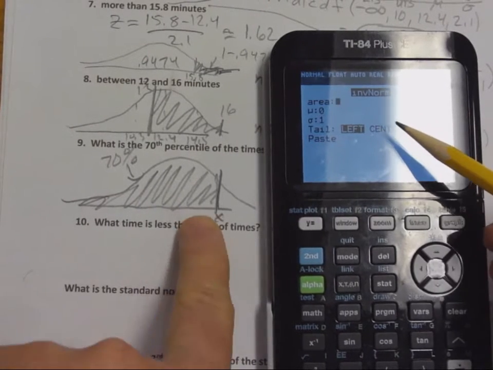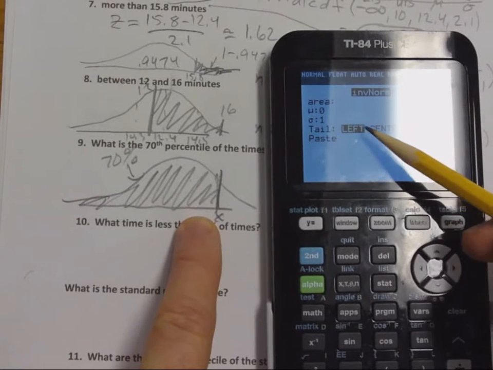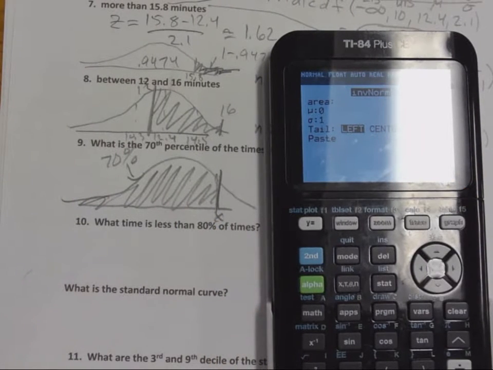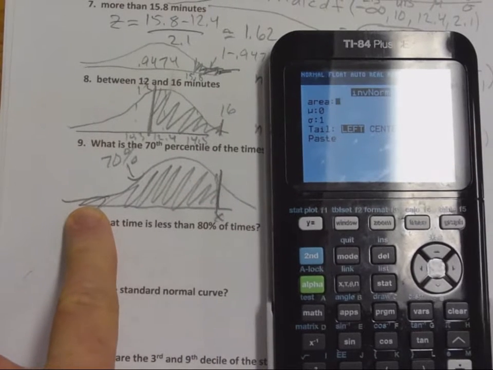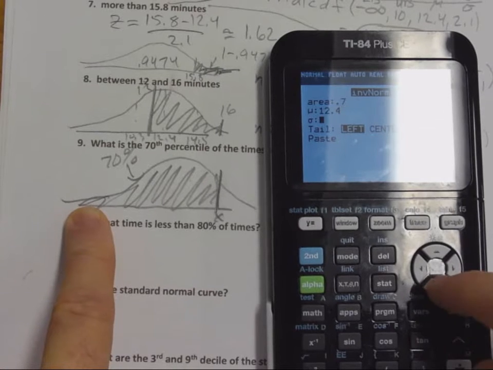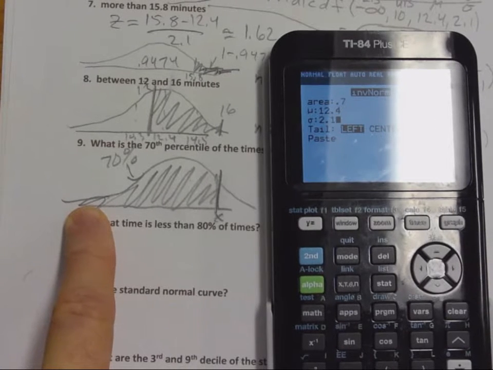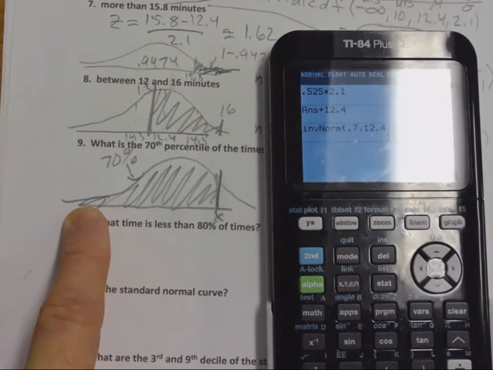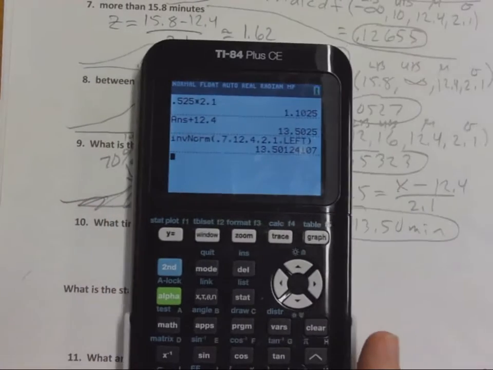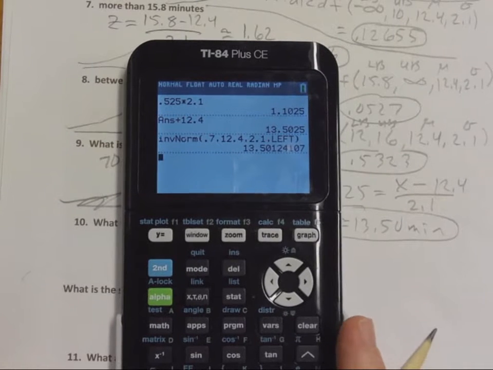So inverse norm, the area, and I always tend to go left area, and some calculators only give you the option of left area. So the area that's to the left of my value is 70%, 0.7. And then my mean is 12.4, and then my standard deviation is 2.1. And so I go down here, and so it's 13.50. Sorry, you may have not seen because of the glare there.